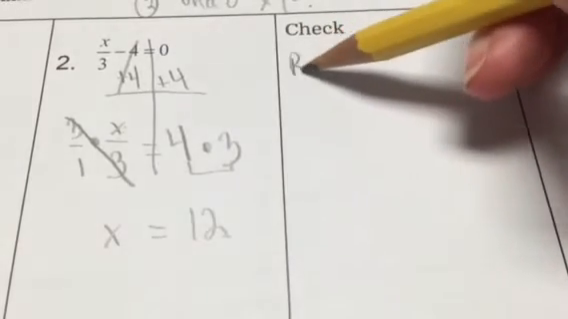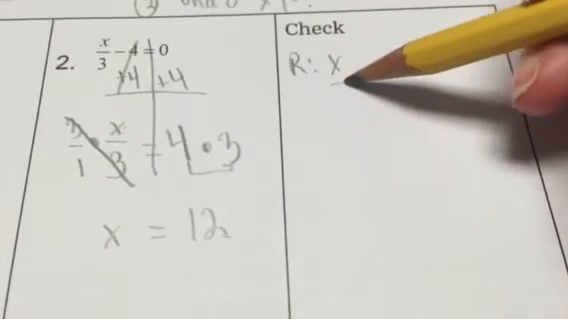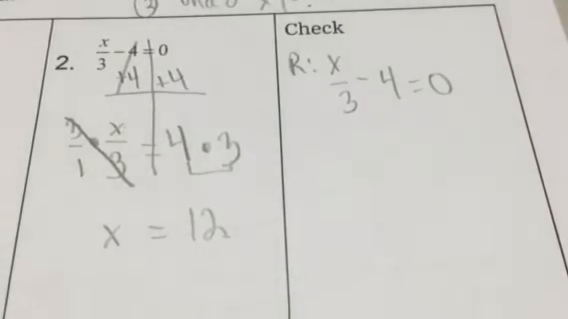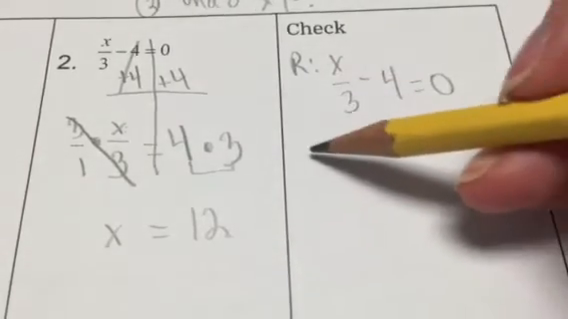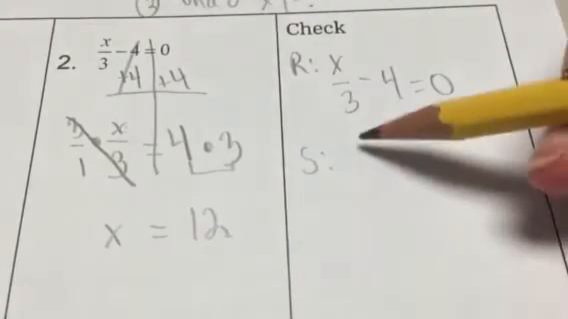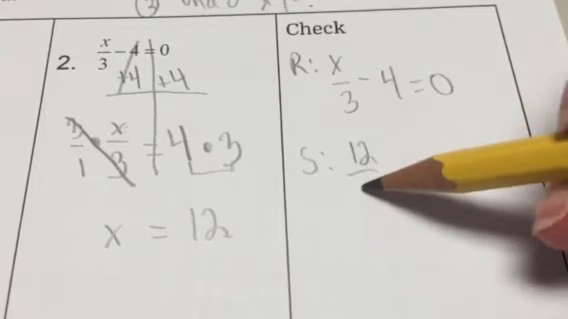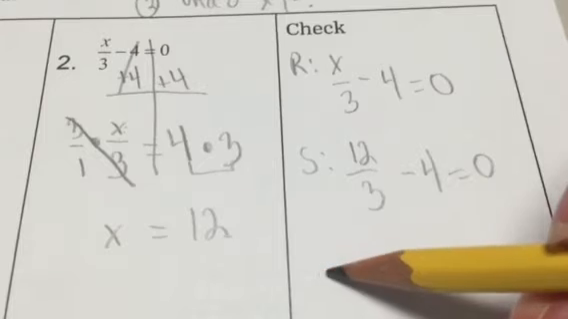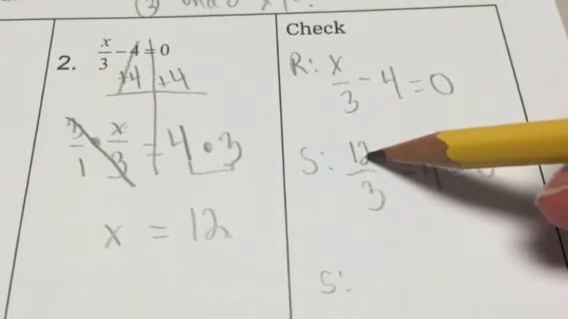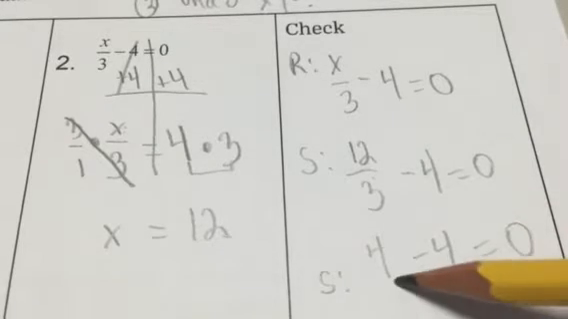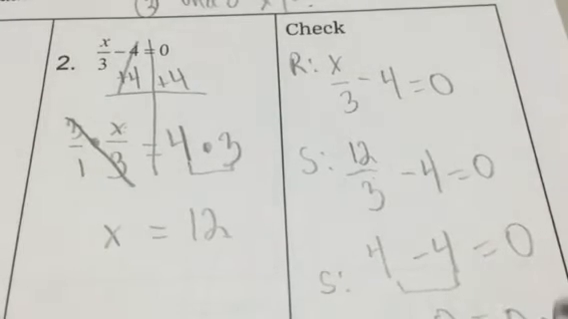Now I need to check that. So remember, you're going to rewrite the original equation. x divided by 3 minus 4 should equal 0. So let's check if our answer is right. I'm going to substitute in. I got 12 for x. So I'm going to put 12 divided by 3 minus 4 should be 0. Now I've got to solve. 12 divided by 3 is 4, and 4 minus 4 is 0, so it checks.